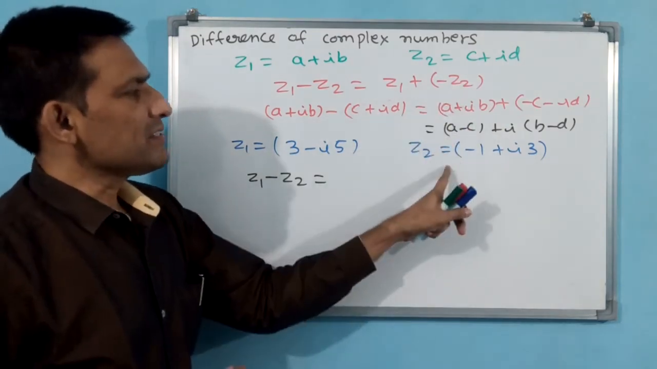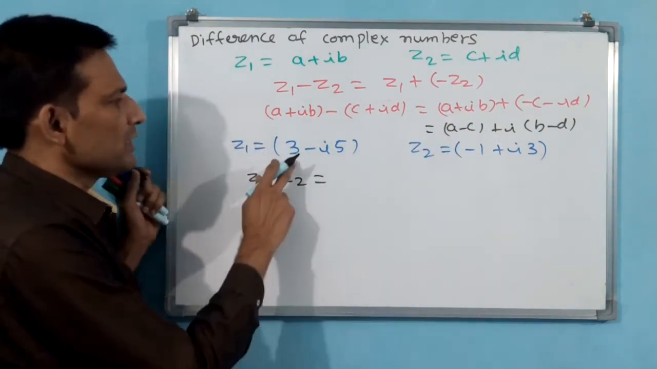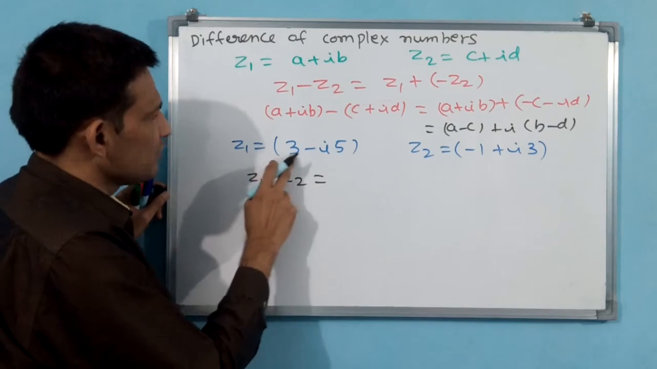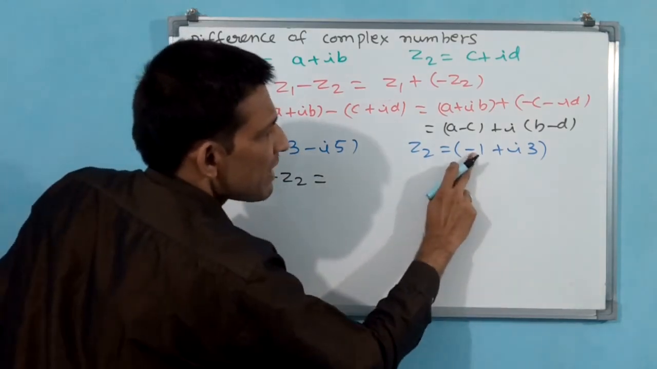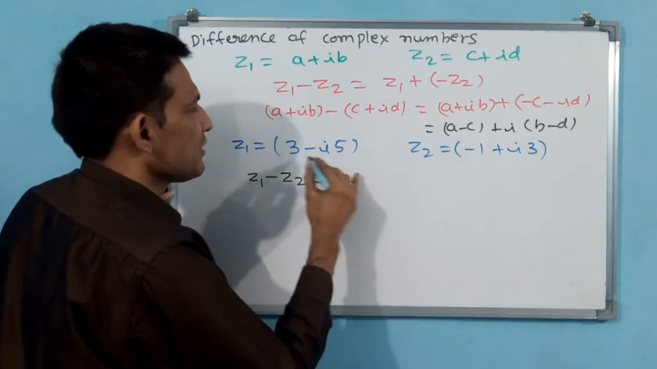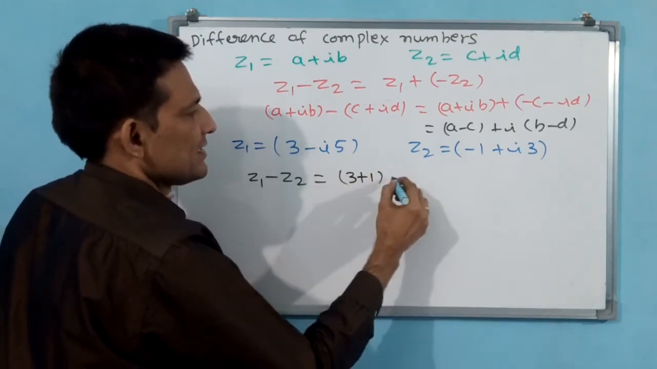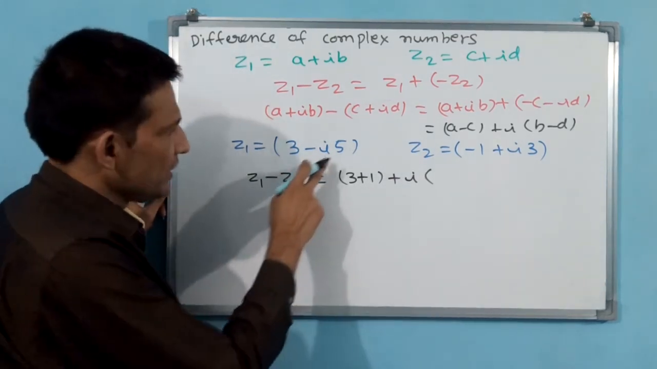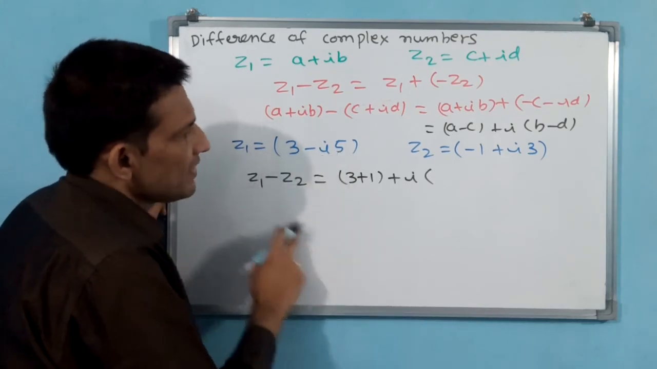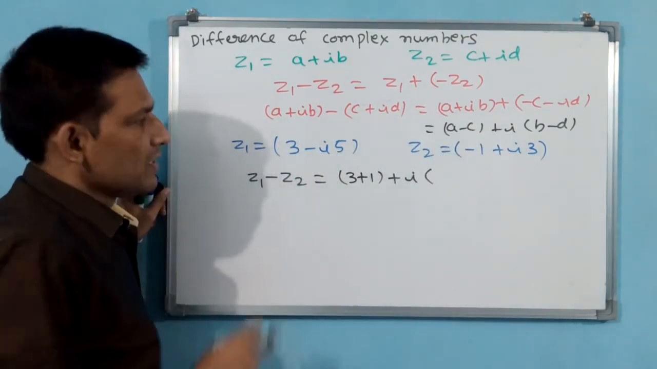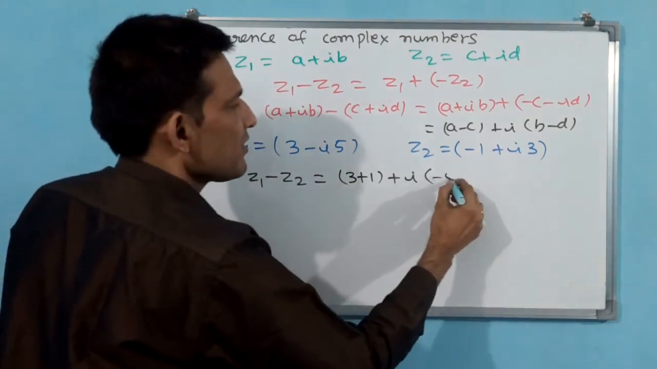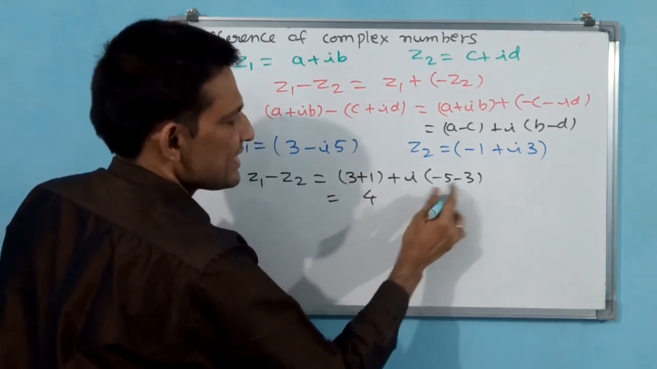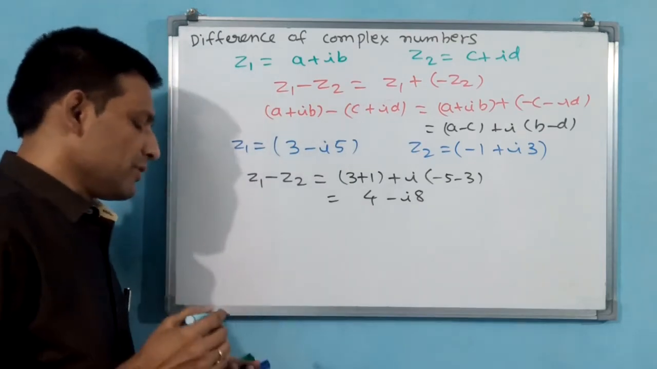Rather than rewriting this, we can do it directly. You see, 3 minus of minus 1. Here minus is there. First you take 3 minus, and in Z2 minus is there. That means minus of minus is plus, that means 3 plus 1, plus I. You keep plus I only, but you see, minus 5 minus of plus 3, minus 5 minus 3, that is equal to minus 8. This will be your answer.